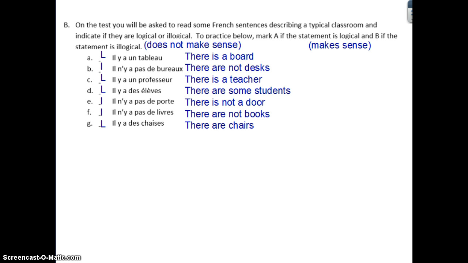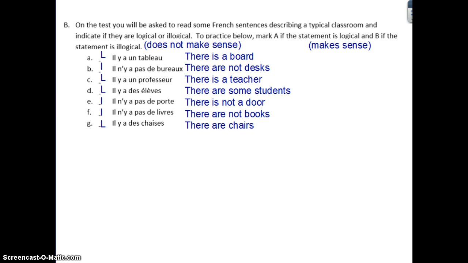with a board. For letter B, il n'y a pas de bureau means there are not desks. That would be pretty strange for a classroom, so either B or I for illogical. Doesn't make sense for a classroom to not have desks. For letter C, il y a un professeur, there is a teacher. That's normal, that makes sense, that's logical, A or L for logical. Letter D, il y a des élèves, there are some students. Pretty normal thing to have in a classroom, so L or A for logical.